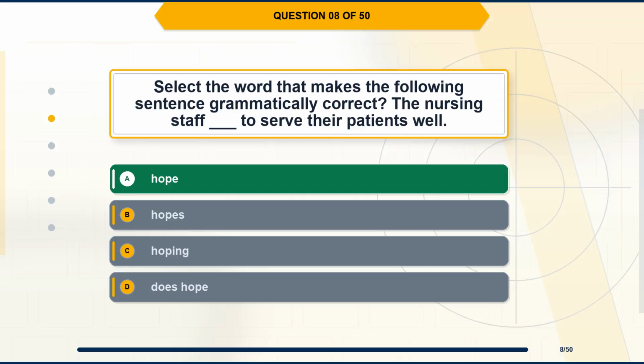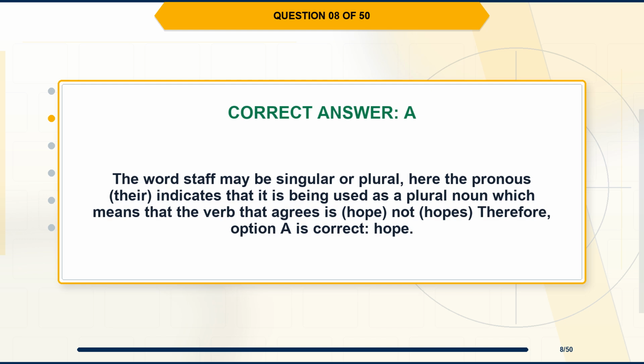The correct answer is option A. Hope. Explanation. The word staff may be singular or plural. Here the pronoun their indicates that it is being used as a plural noun, which means that the verb that agrees is hope, not hopes. Therefore, option A is correct, hope.